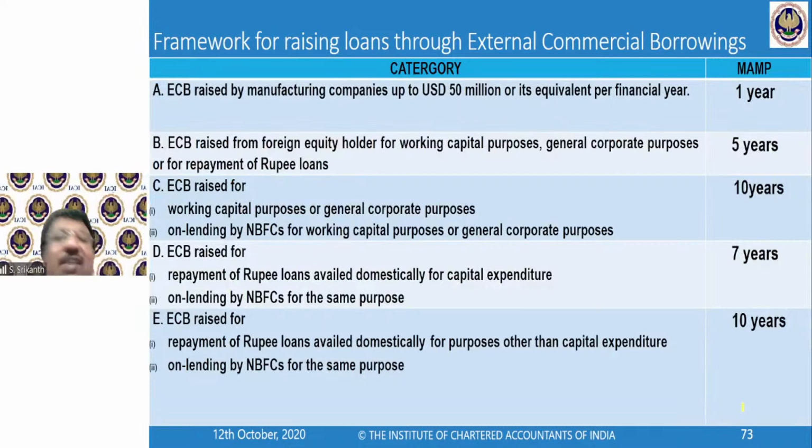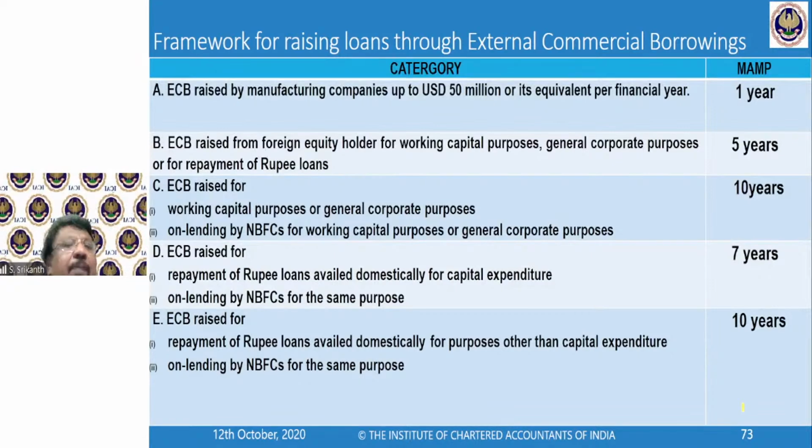ECB raised by manufacturing companies up to 50 million or its equivalent, minimum 1 year they are giving. So 1 year later, if you want to repay, you repay. ECB raised from a foreign equity holder for working capital purposes, general corporate purposes, or for repayment of rupee loans, 5 years. See, one thing I'll tell you, I'm not against ECB. Oh, no way. ECB, if you know how to handle the country risk, the currency risk and the interest rate risk, and utilize it here and get a ROI better than that risk mitigated rate, then you are a king. You are the king, ultimate. You will make huge money. Okay. But you should know all this.